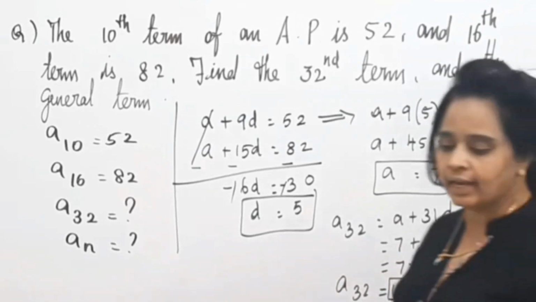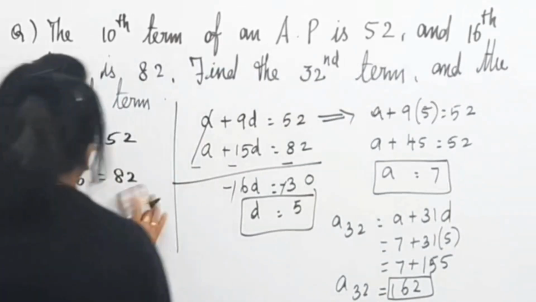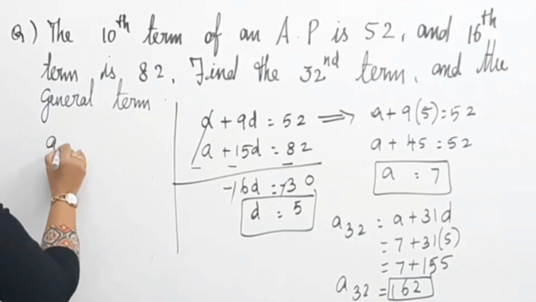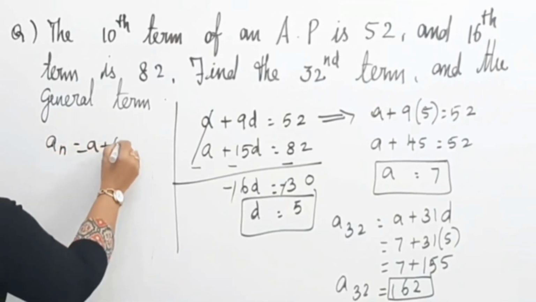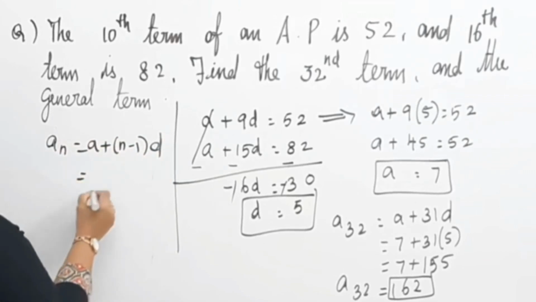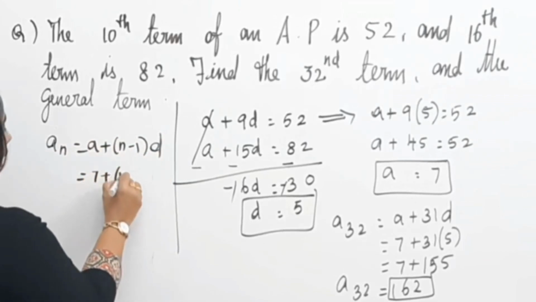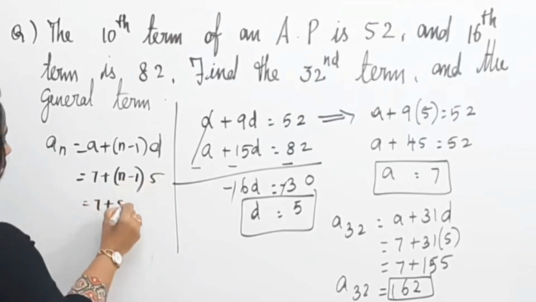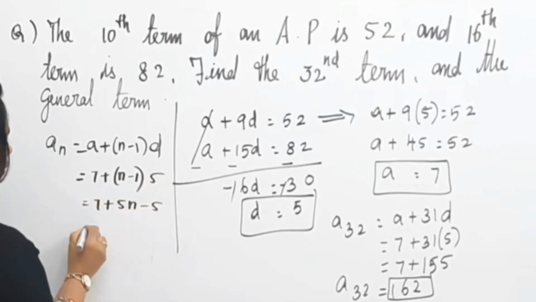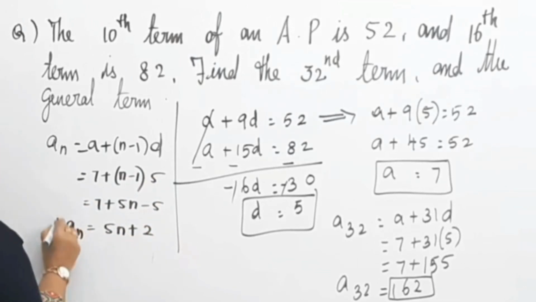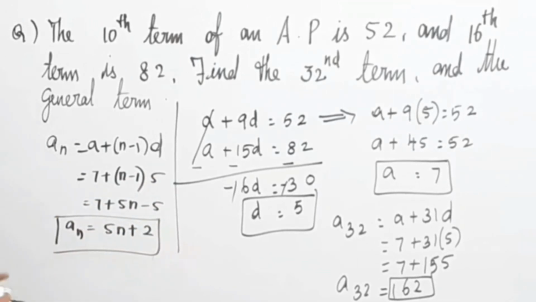Now, my An I have to find. So, how do I get my An? An is equal to, the formula says, a plus n minus 1 into d. So, a I know, which is equal to 7 plus n minus 1 into d is 5. That's equal to 7 plus 5n minus 5, which is equal to 5n plus 2, my general term. 5n plus 2. As simple as that.